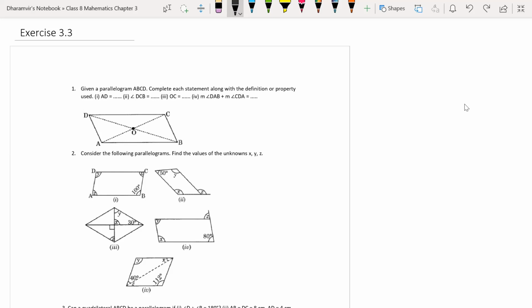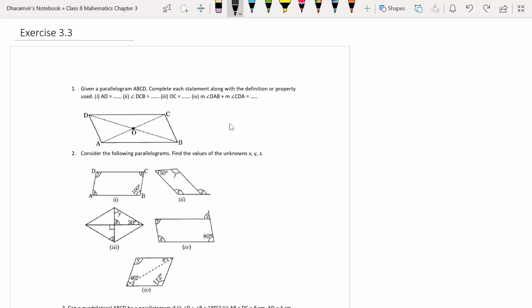So, let's start the solution for question number 1. That is, given a parallelogram ABCD, complete each statement along with the definition or property used. Number 1, AD is equal to. Number 2, angle DCB is equal to. Number 3, OC is equal to. Number 4, measure of angle DAB plus measure of angle CDA.